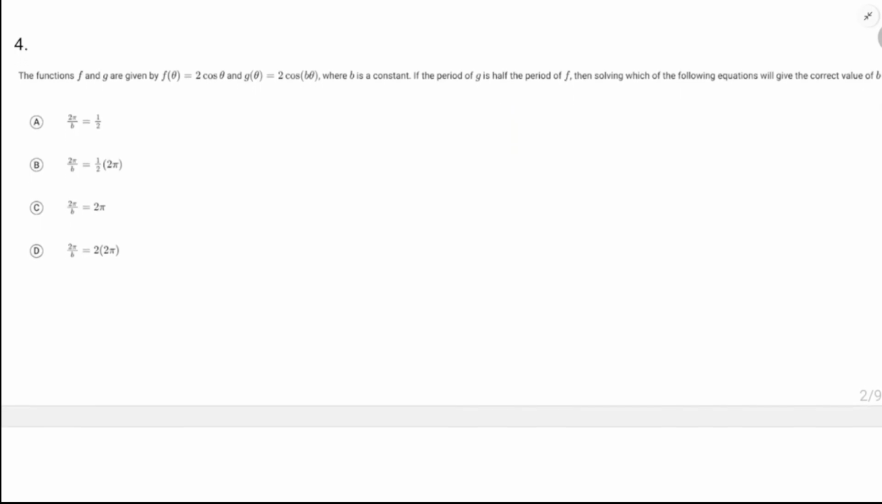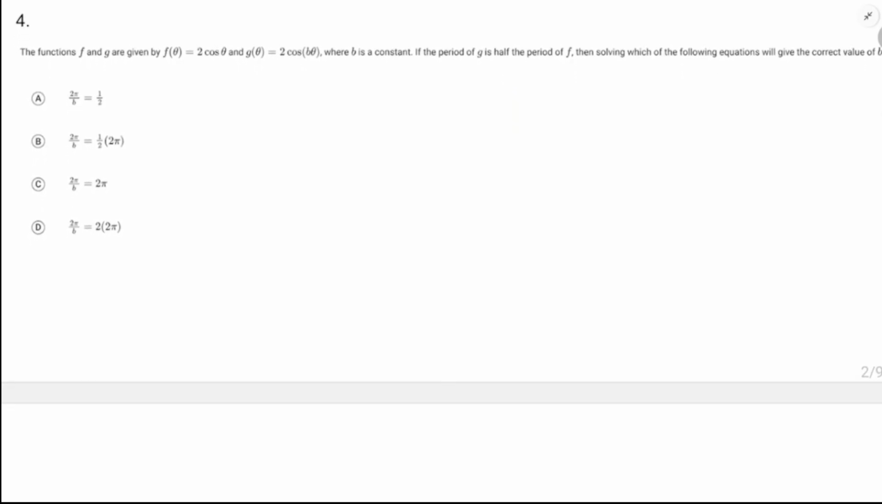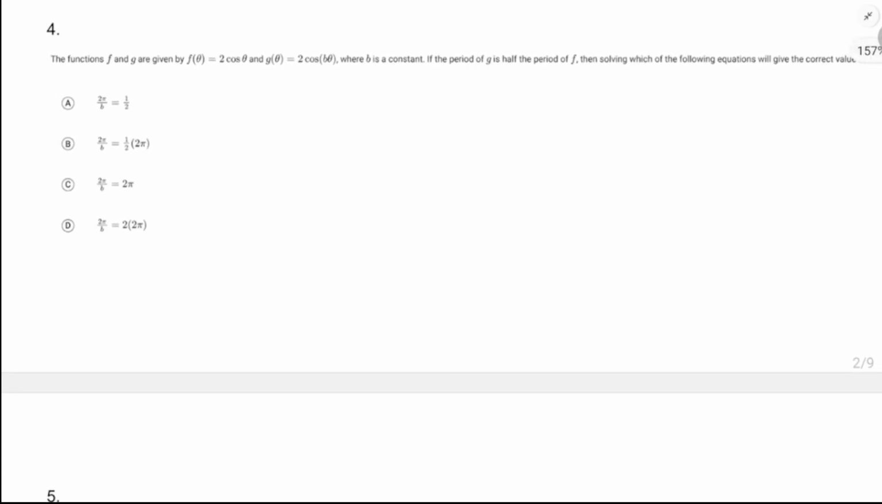Right. Now, number 4 is talking about f equaling 2 cosine theta and g equaling 2 cosine of b theta, where b is a constant. Period of g is half the period of f. Solving which of these equations gives the correct value of b?